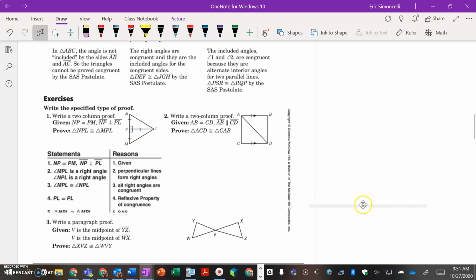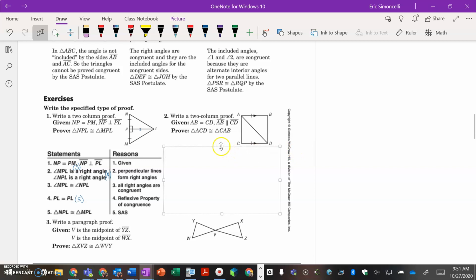And then lastly, we've got our final statement, which is of course triangle NPL is congruent to triangle MPL by side, angle, side. And yes, the angle is included. So here's your angle portion of that. Here's your side portion of that, and here's your other side portion. So side, angle, side. All right, second proof in this little category of exercises.